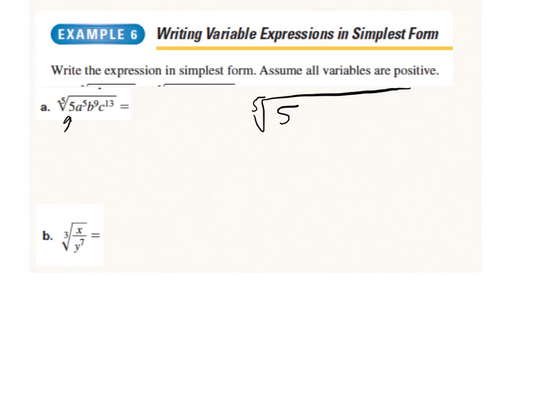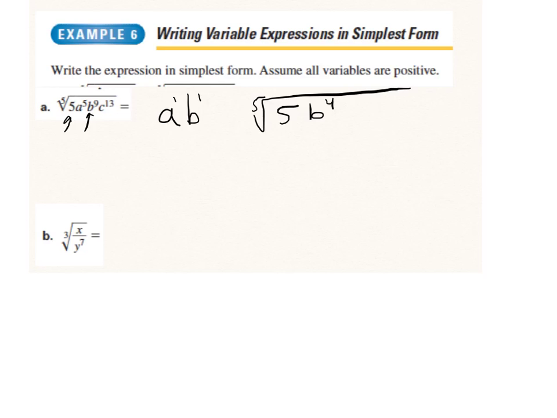Then I look at a. And a has the power of 5. So I take 5 and divide it by our index, which is 5, and I've got a 1. So a to the first stays out in front. Then you've got b to the ninth, so we take 9 divided by 5. 9 divided by 5 is 1, so b to the first is going to come out. The remainder from that is 4, so we've got b to the fourth staying behind.